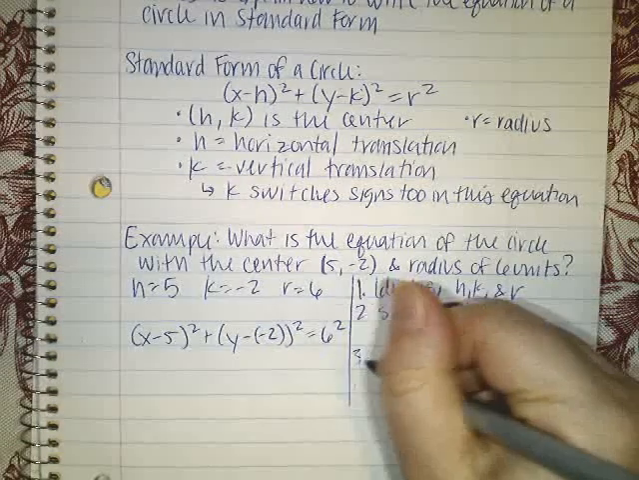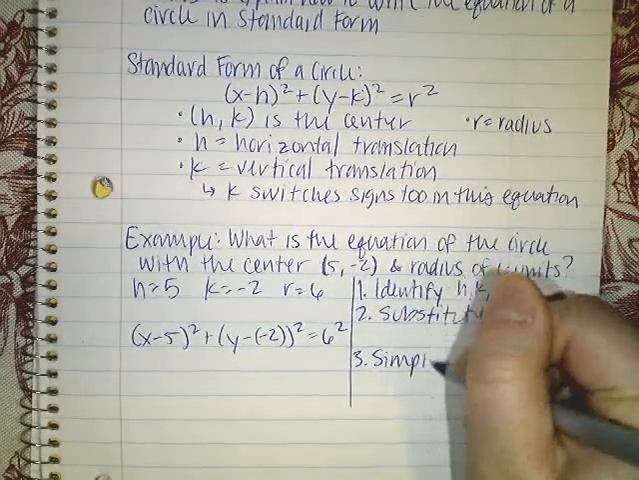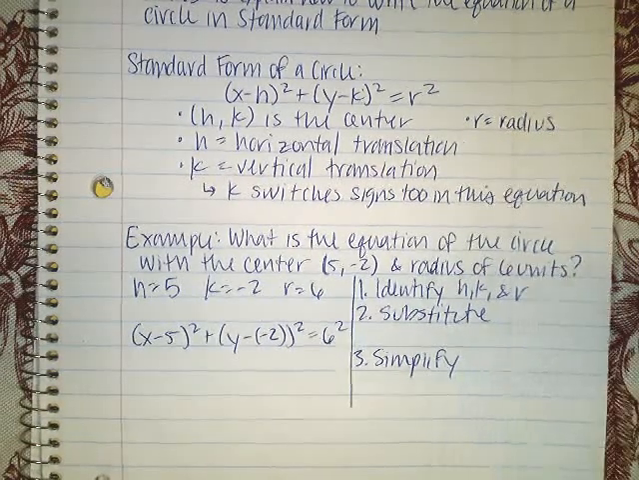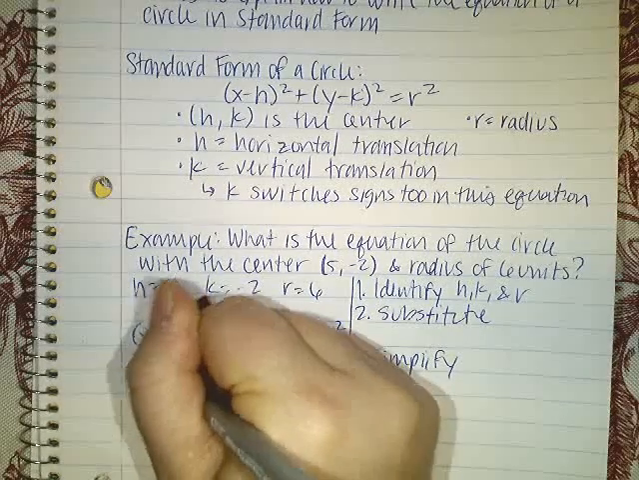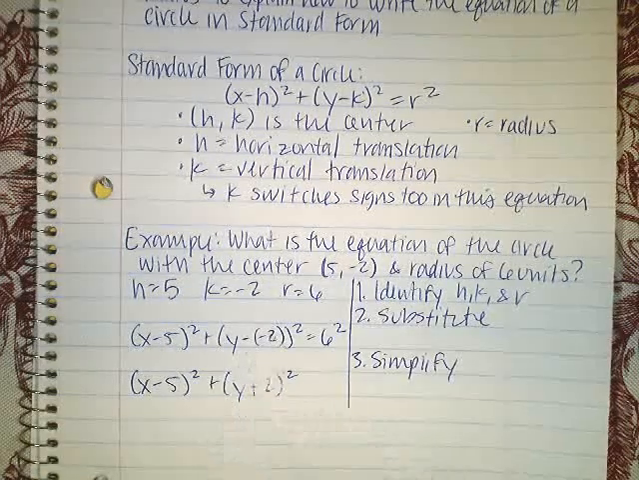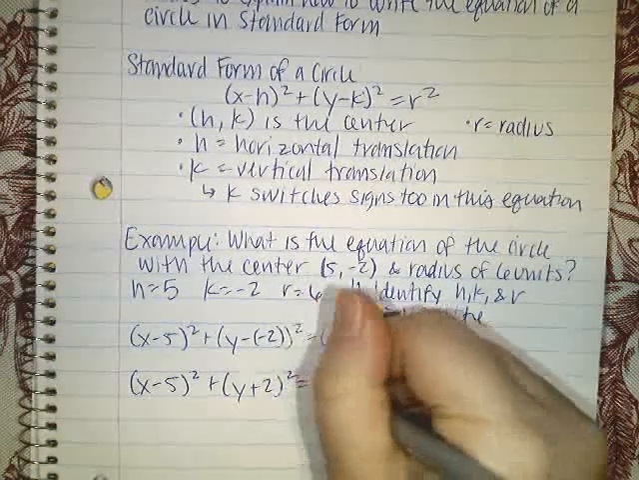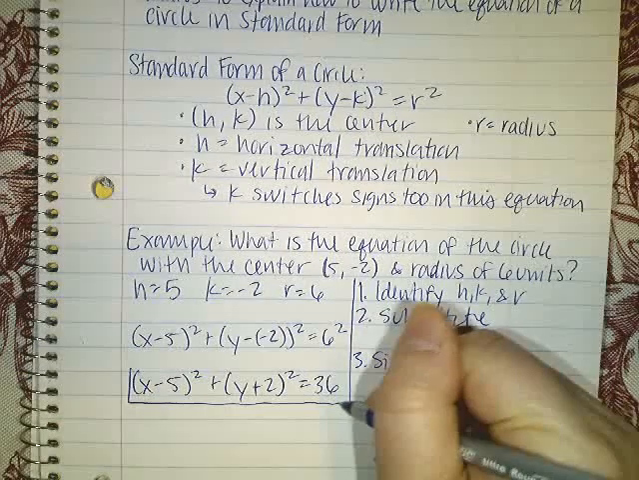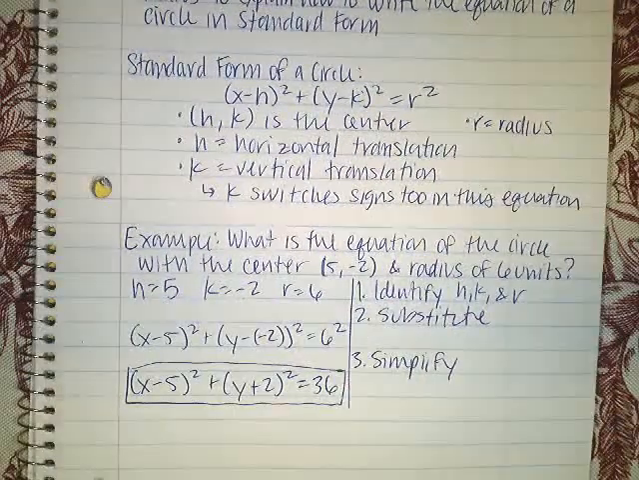And then my last step is going to be to simplify. Maybe you intuitively did that when you substituted. But when I simplify, I get x minus 5 squared plus y plus 2 squared. So again, it switches signs when I plug it in, equals 36. That is the standard form of my circle.